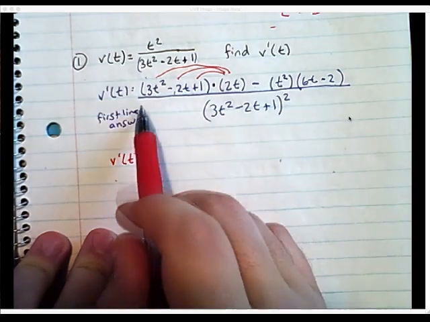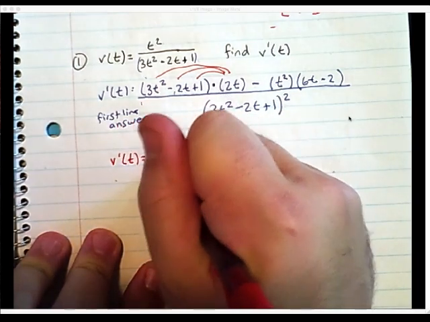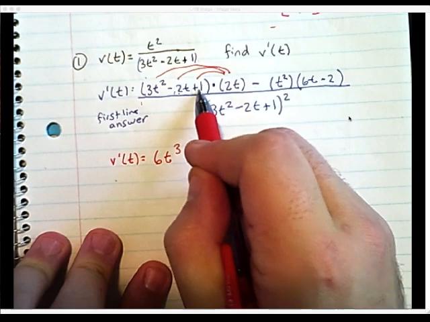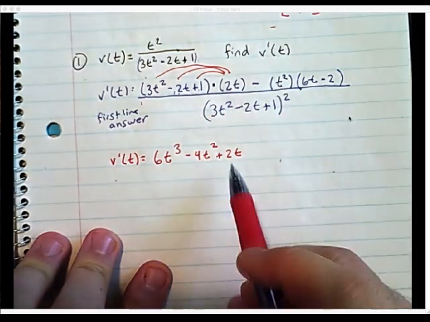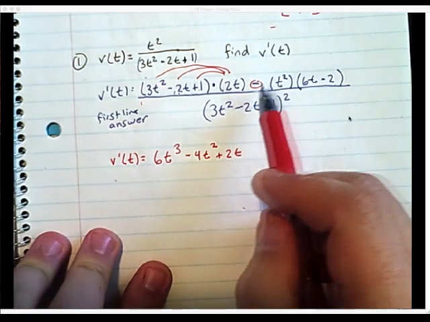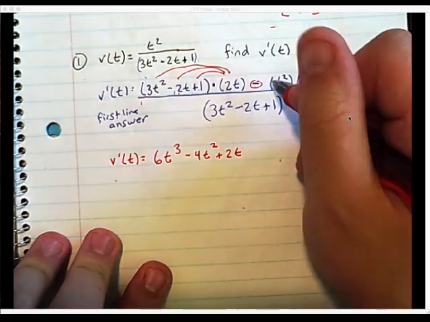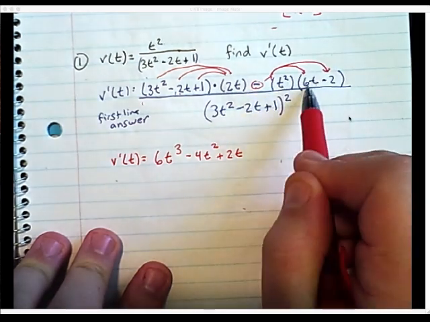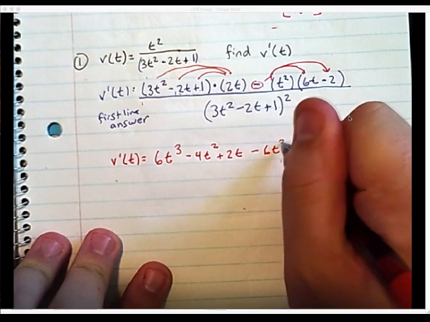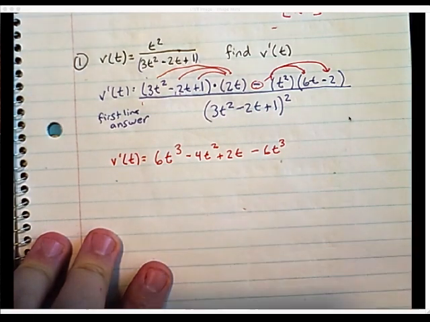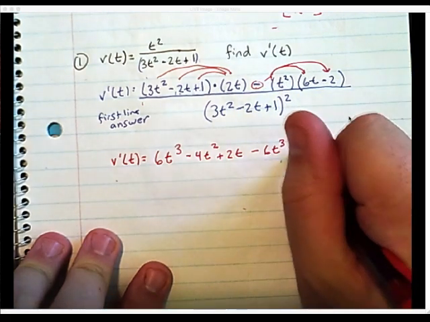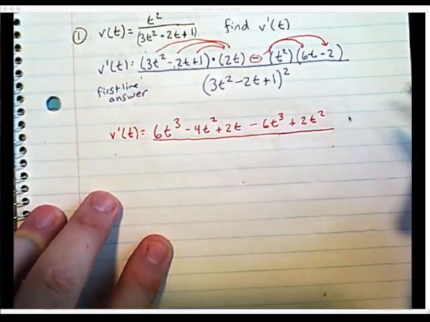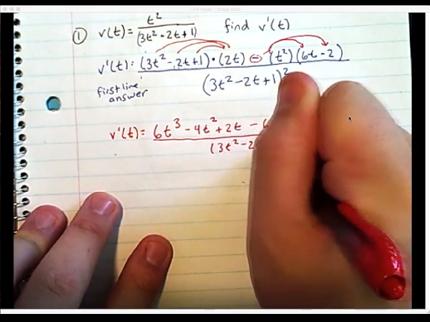Okay, so I'm going to distribute those. 3t squared times 2t would be 6t to the third. Negative 2t times 2t is negative 4t squared. 1 times 2t is 2t. Now be careful on the next part because there's a minus sign. So you're actually going to be distributing a negative t squared to both of those. So negative t squared times 6t would be negative 6t to the third. And negative t squared times negative 2 would be positive 2t squared. And that's still over the 3t squared minus 2t plus 1 all squared.